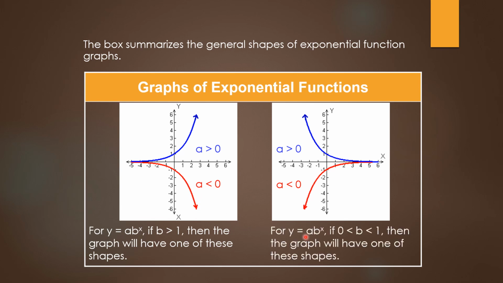In the second case, if b is between 1 and 0, a decimal or fraction less than 1 and bigger than 0, and a positive, the graph will be like this. Again, if b less than 1 and bigger than 0 and a is positive, the graph will be like this. And if b is between 1 and 0 and a negative, the graph will be like this. These are all the cases of graphing exponential functions. And this was the last point of today's lesson.